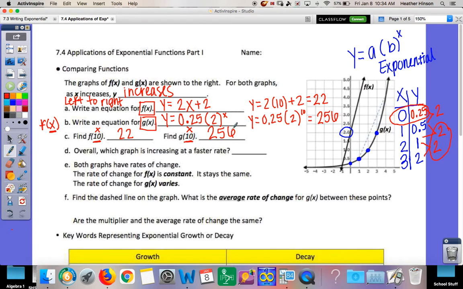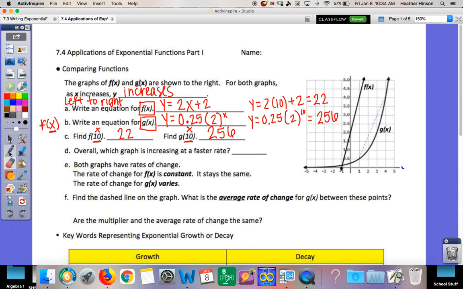So overall, which one is increasing at a faster rate? If we look at our graph, our linear is going up faster. It's already at 2 when it starts, where your exponential was only at 0.25. And then it goes to 4, and your exponential only goes to 1. So our linear looks like it's growing faster.